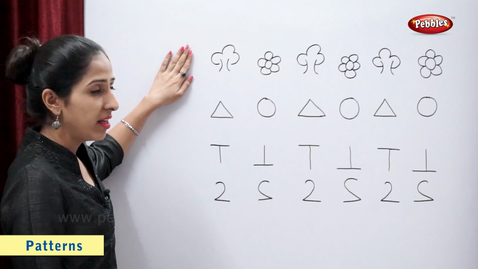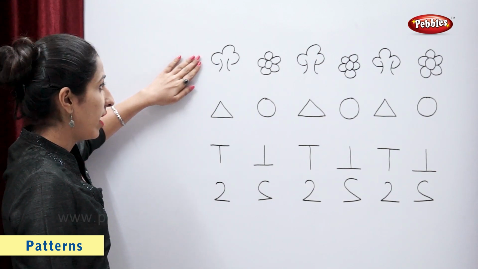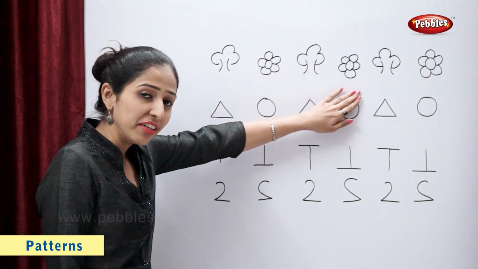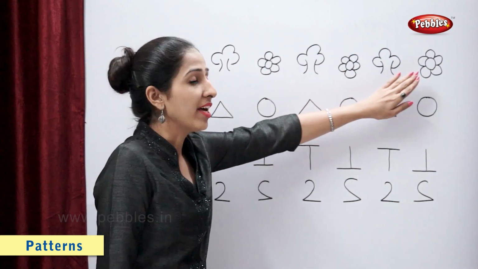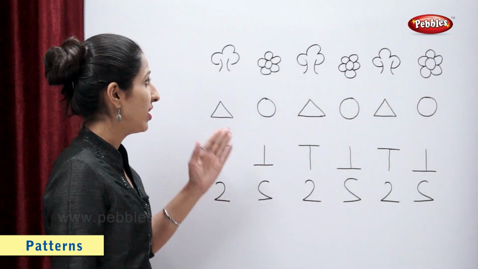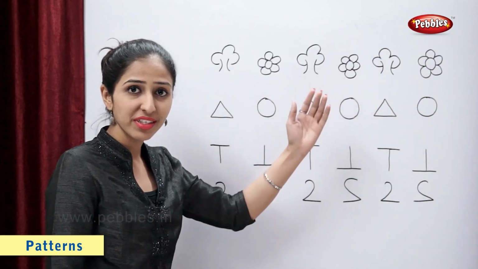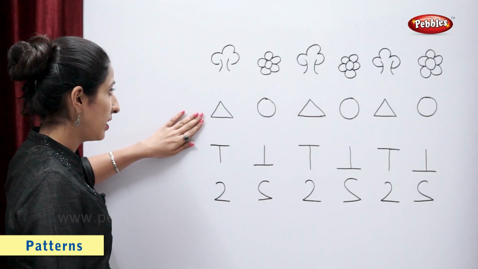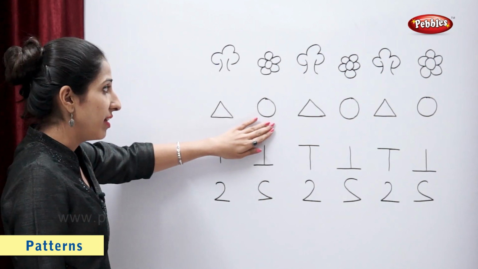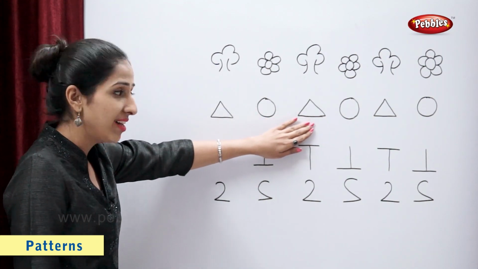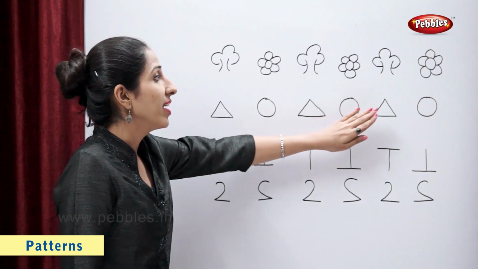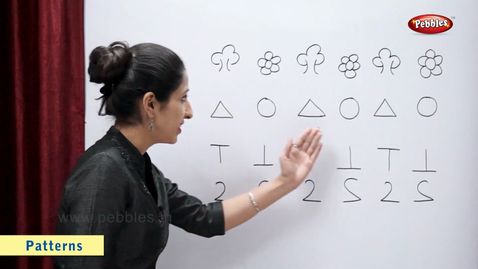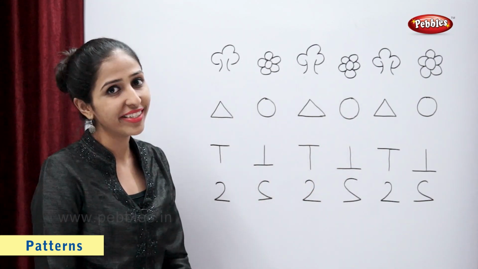In this example, a tree comes first, then a flower. A tree, a flower. So, this sequence forms a pattern. In this example, a triangle comes first, then a circle. A triangle, a circle. So, even this sequence forms a pattern.